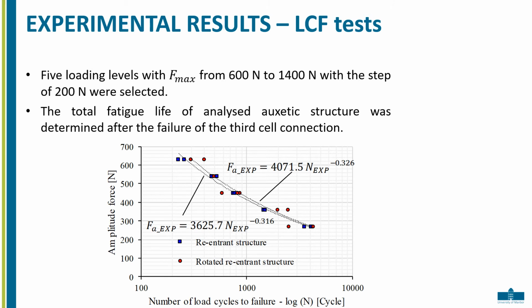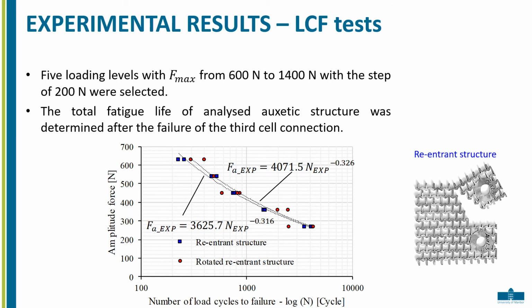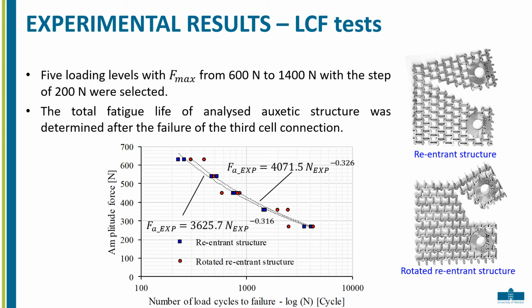The experimental results are summarized in the diagram below. From the diagram, it is seen that the fatigue life curves of the re-entrant and the rotated re-entrant structure are very close. At the right side of this slide, the fatigue fracture path of the analyzed structure under dynamic loading is presented. Based on the obtained results, we can conclude that the unit cell's orientation does not influence the fatigue life of the analyzed auxetic structures, but only affects the direction of the cell fatigue failure path.